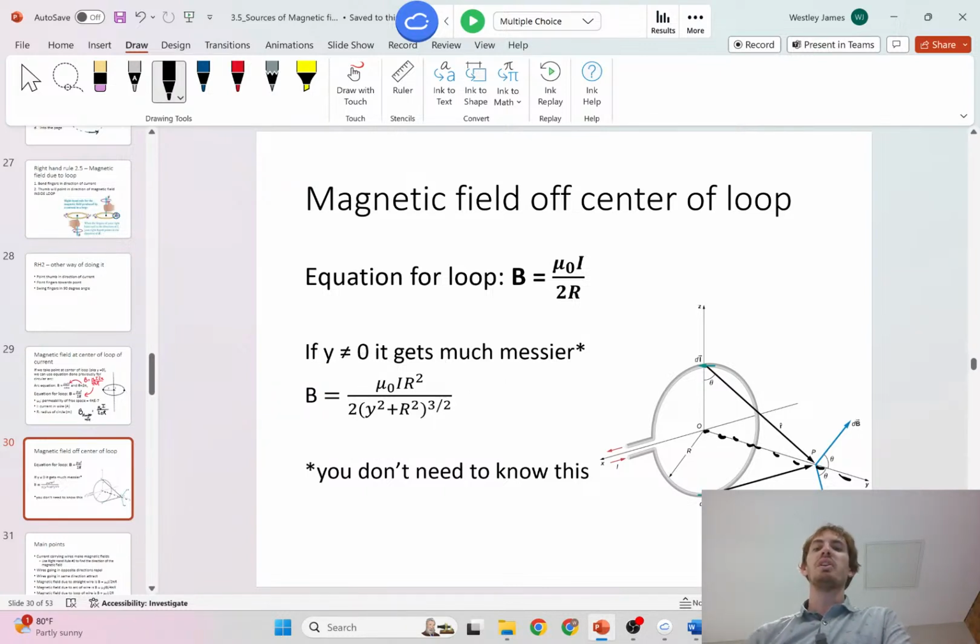And look at that, I even put a star. You don't need to know this. You do not need to know this equation, but just for funsies, if you get farther away from this loop, you can find it, and it's that equation down there. Woo. Moving on.